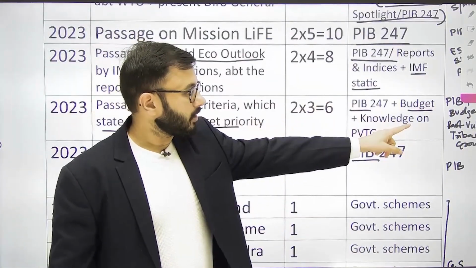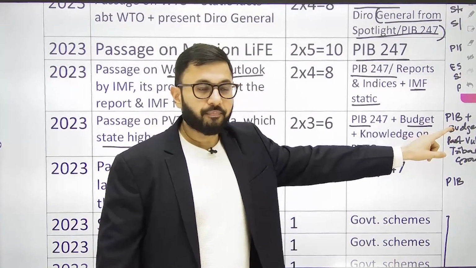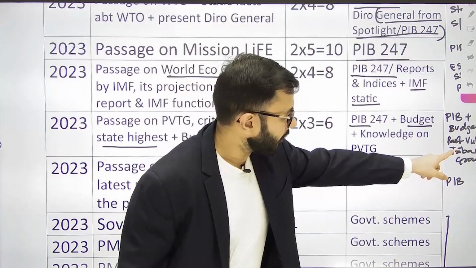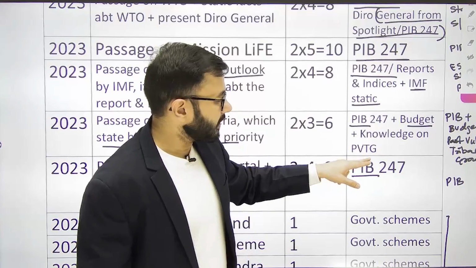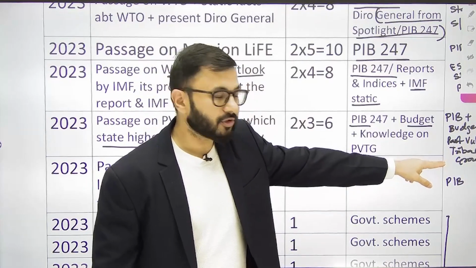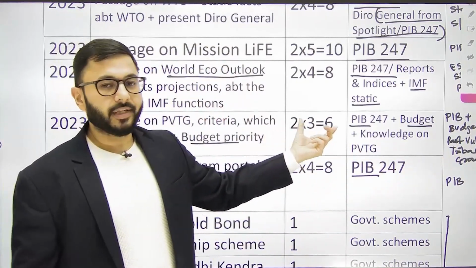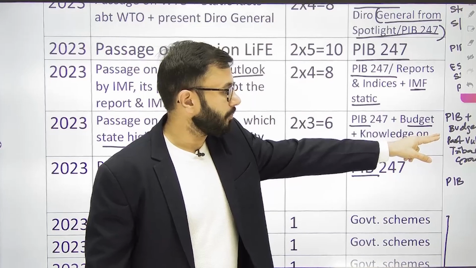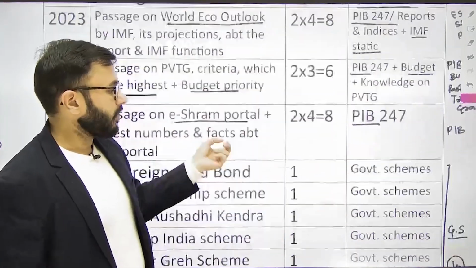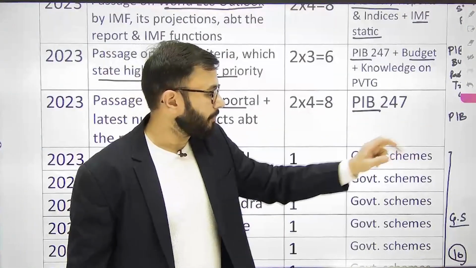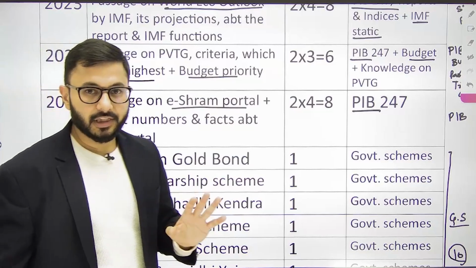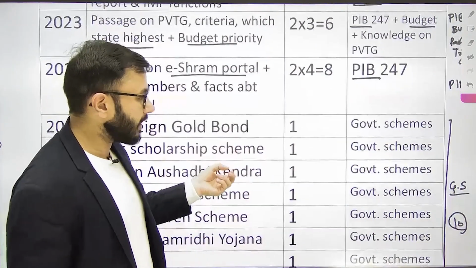3 questions from a combination of PIB, budget, PVTG. PVTG means vulnerable tribal groups. तो उसके ऊपर ये क्वेश्चन है. So it's a combination of budget and PIB. 4 questions again from PIB. This is all 2023 running. अभी 2022 पे अब नहीं आए हैं हम.